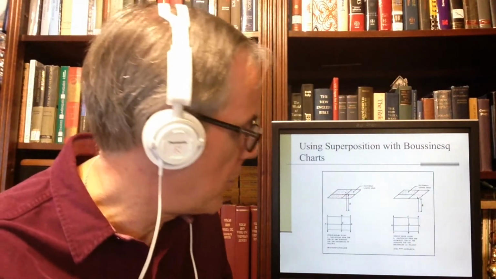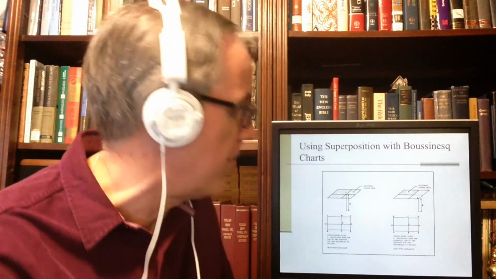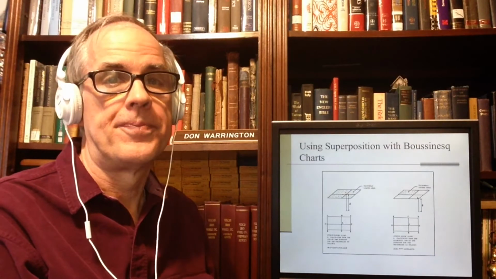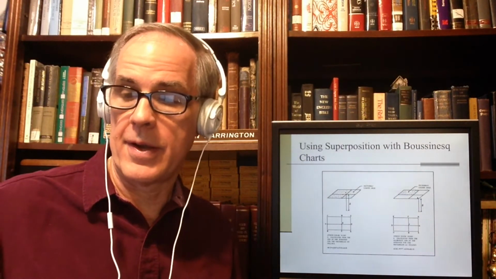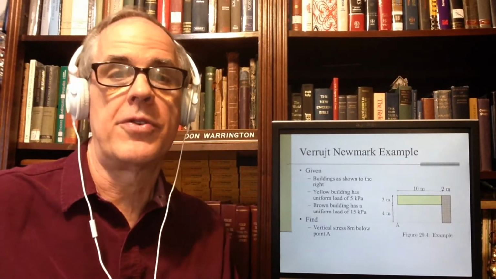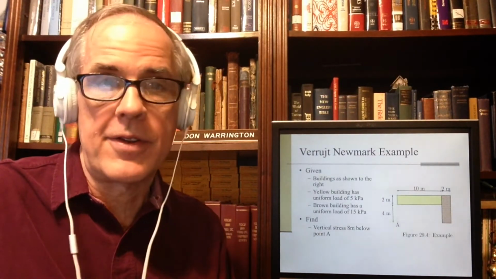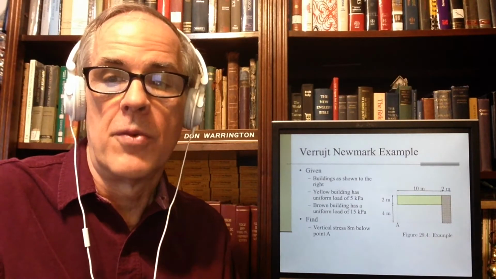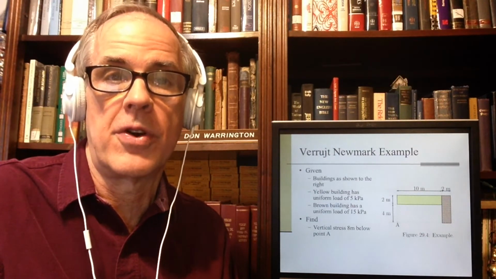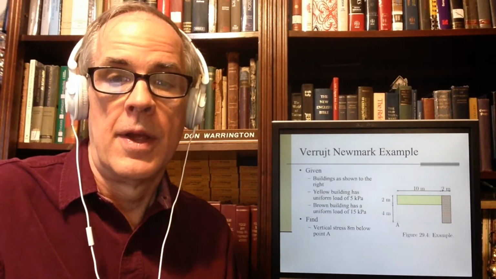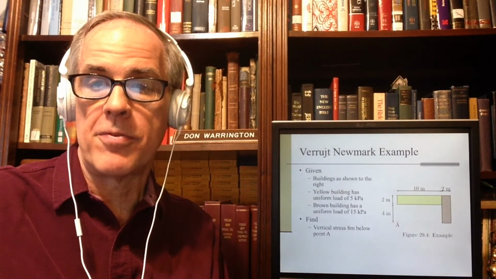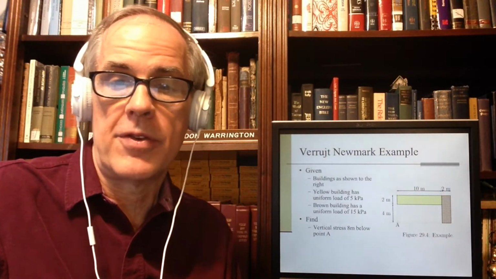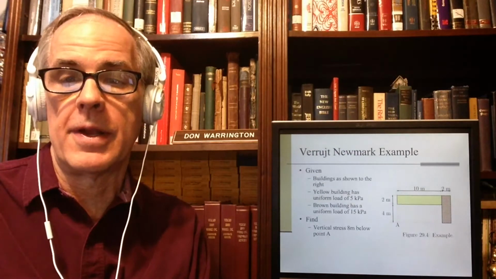I would suggest that you study this particular chart very, very carefully and see how it works. And we're going to give an example of doing all of the above right here. This is from Verruijt's Newmark example. You can see how he solves it using Newmark's method. We're going to use the Fadum charts and the rectangle solutions. There are 2 buildings. The yellow building is 10 meters by 2 and has a load of 5 kPa. The brown building has a uniform load of 15 kPa.